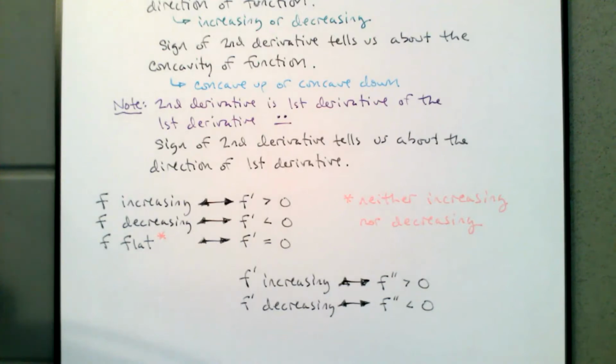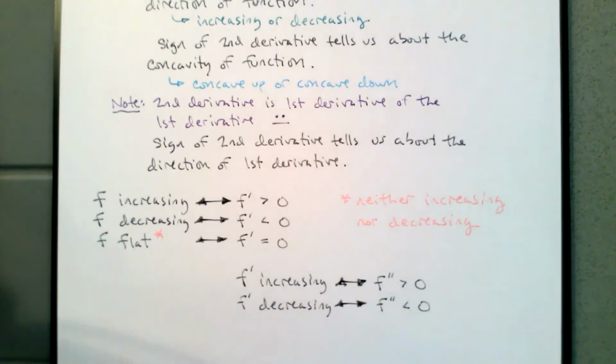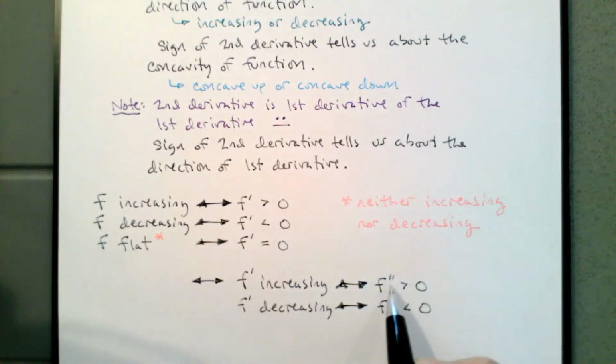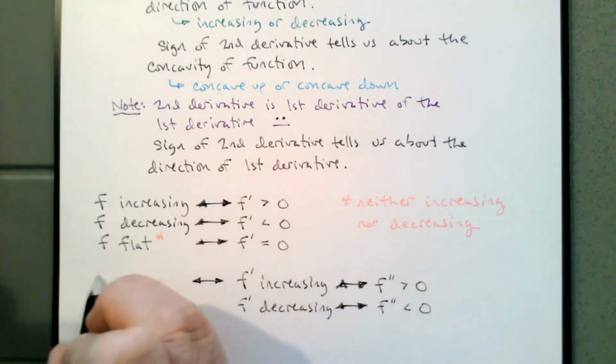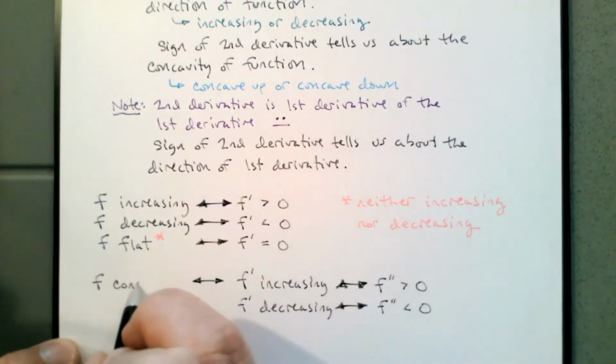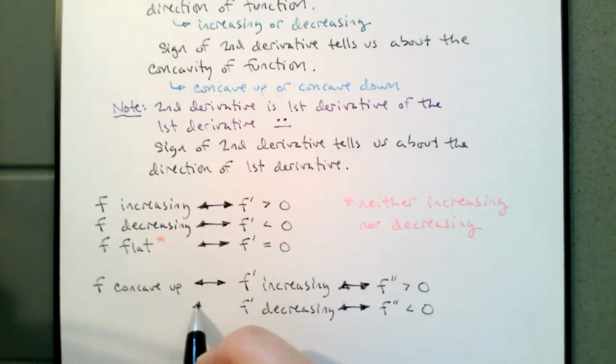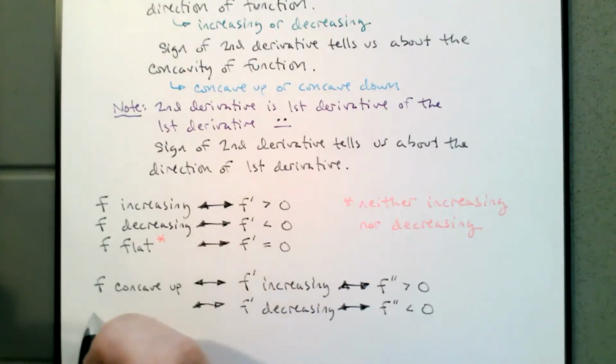We also know that the sign of the second derivative tells us about the concavity of the function. So two levels up, if the second derivative is positive, then the function is concave up. If the second derivative is negative, then the first derivative is decreasing, and the function is concave down.